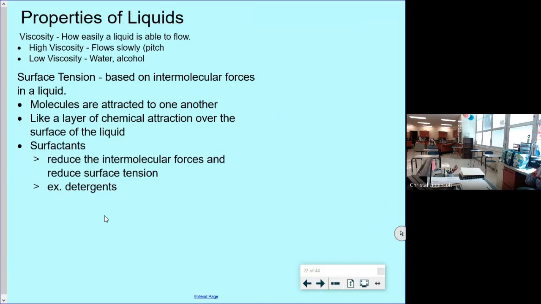Is that one of our sheets? Surfactants? Yeah. I don't know. Yeah. It modifies surface tension. I mean, it's part of the surface tension section. Oh, okay. Because it's going to change the surface tension. Like, it modifies it. It reduces it.